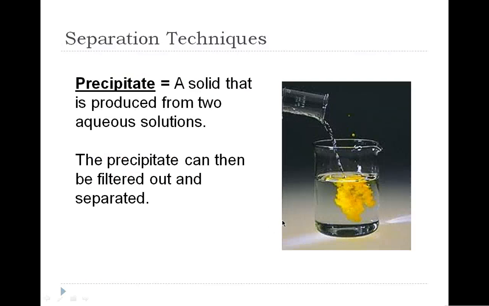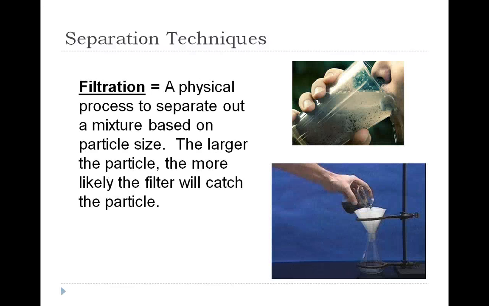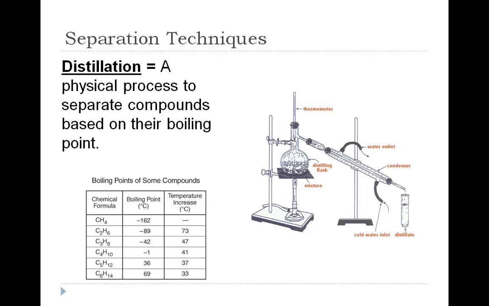Another technique that we can use to separate things out is by forming a precipitate. We can actually mix two things that are aqueous and then form a precipitate, a salt or something that is not soluble. We can also filter things out if the particle size is large enough. Filter paper will often do that. Then we can distill, and distillation is separating out compounds based on their boiling point.